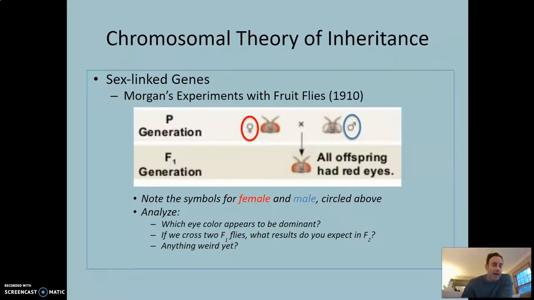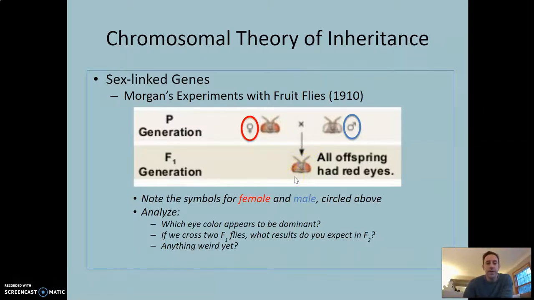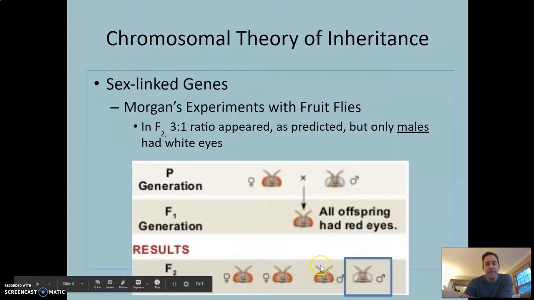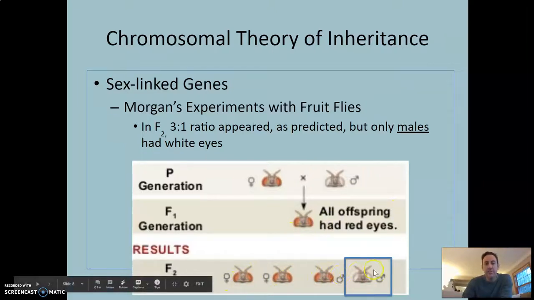And so then he said, all right, well, let's just do the Mendel thing. Let's cross an F1 red-eyed female with an F1 red-eyed male and see what happened. And so, as you'd predict, he got a 3-to-1 ratio of 3 red eyes to 1 white eye. So again, nothing surprising with that F2 ratio, except when he looked closer at that 3-to-1 ratio and broke it down by sex, what he found was that all of the females had red eyes, but half of the males had red eyes. The other half had white eyes. In fact, the only F2 offspring that had white eyes were males.